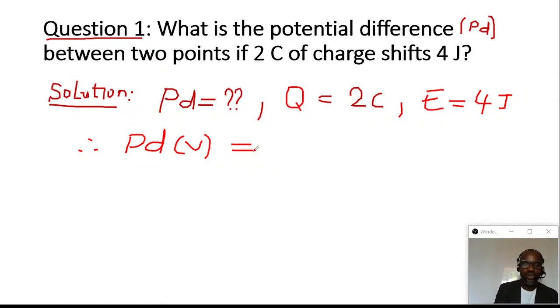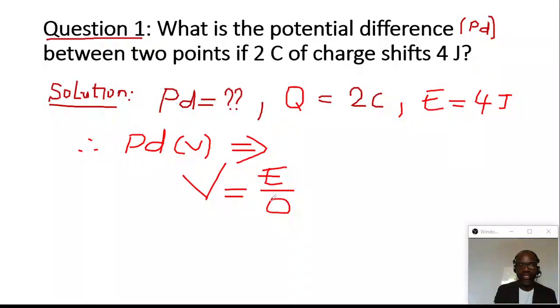So what we need to do, it implies that V, meaning the potential difference, is equal to, the formula now is energy over charge, energy E all over Q representing charge. Good. So we move on and then substitute accordingly.